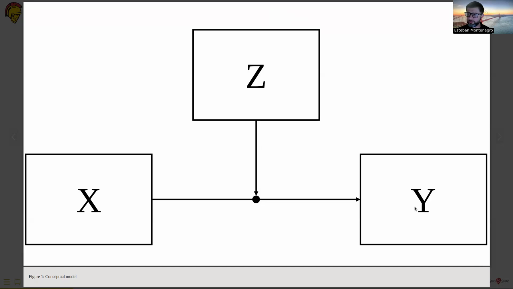But there is something interesting here. We also have a third variable right here. And it's actually pointing to the relationship between x and y. Why is that happening? Well, it's because this is something that we call moderation. Moderation happens when there is a third variable that modifies the relationship between x and y, right?